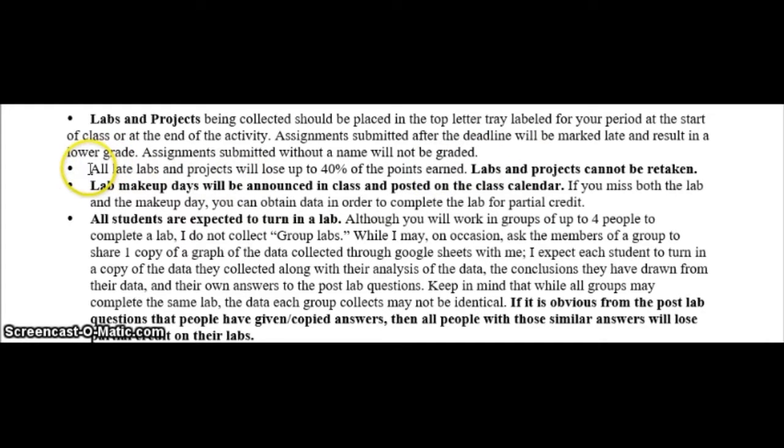Now, to clarify, this means that all labs and projects turned in late will only earn 60% of the points earned. They lose up to 40% of the points earned. So if you perfectly answered everything in the lab and should have had 100, but you turned it in 2 months late, your 100 turns into a 60. Likewise, if your lab would have scored a 60%, but you turned it in 2 months late, you don't get a 60%. You lose 40% of the 60 points, or 24 points, so you only get 36 points, 60% of the 60 that you earned.